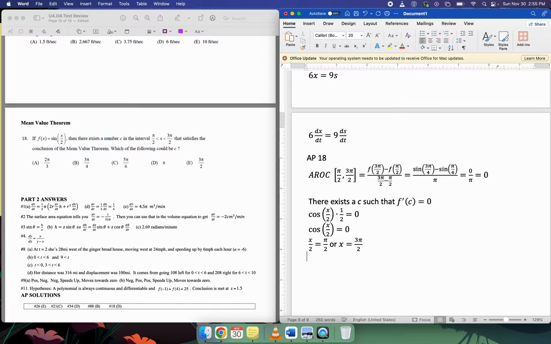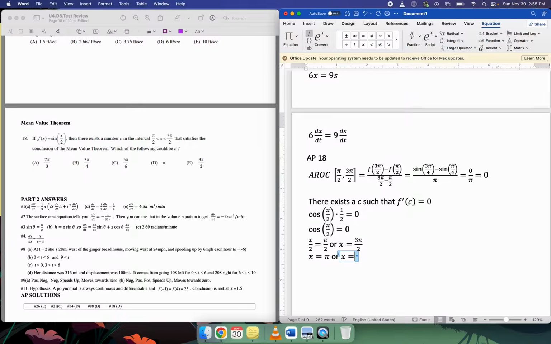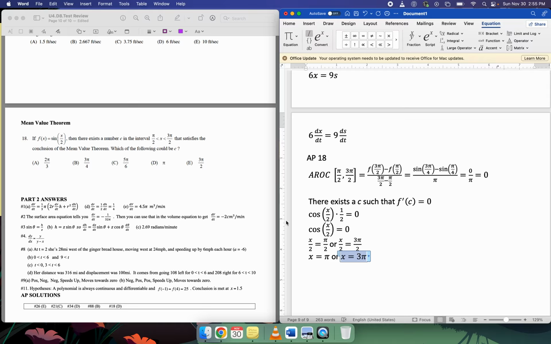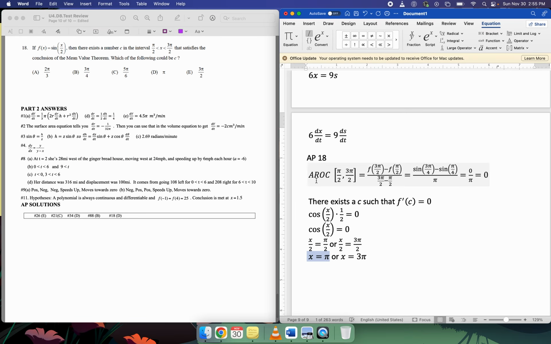If I solve those equations, I get x over 2 is pi over 2, or x over 2 is equal to 3 pi over 2. So I get x is equal to pi, or x is equal to 3 pi, but that number is not inside this interval, so that's not the one that the mean value theorem is talking about. So it's pi. Okay, all right, that is it, guys.